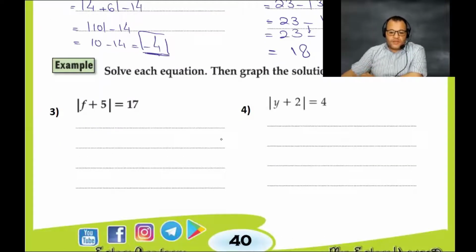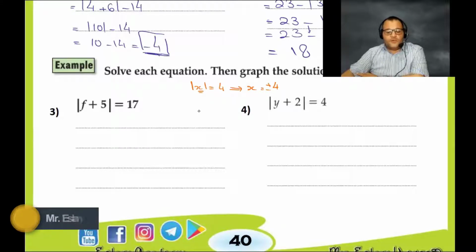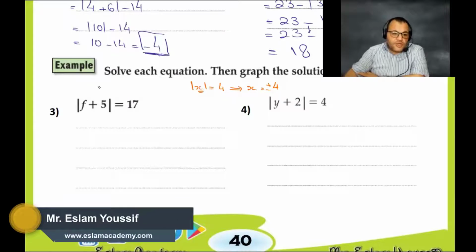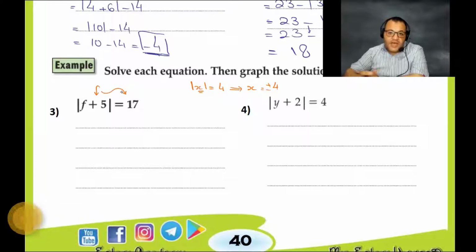So now how can we solve and graph the solution? We have the absolute value of f plus 5 equals 17. We said if you have the absolute value of x equals 4, it means the expression inside the absolute value could be equal to 4 positive or negative 4. So whatever the expression that you have for the absolute value, it will be positive or negative the value which lies outside the absolute value. But that's only if the value is positive. If the value is 0, it will be equal to 0. If the value is negative, it means no solution.